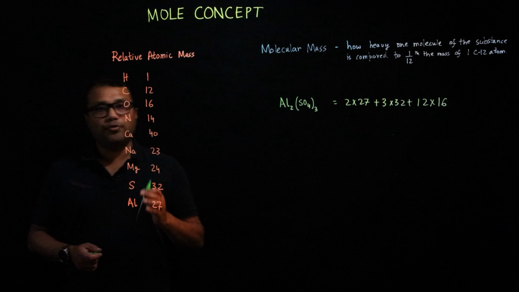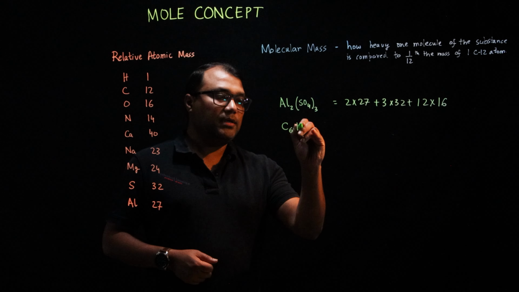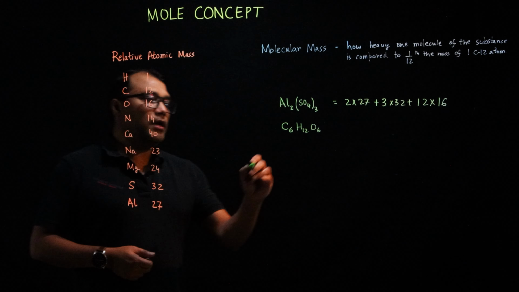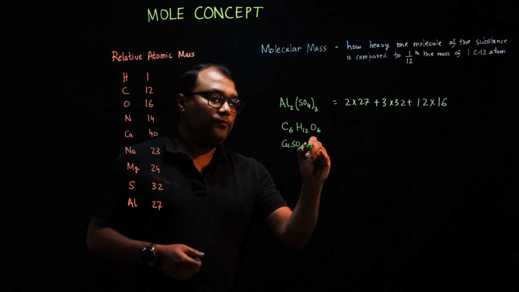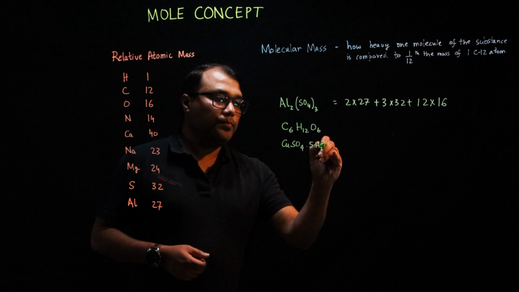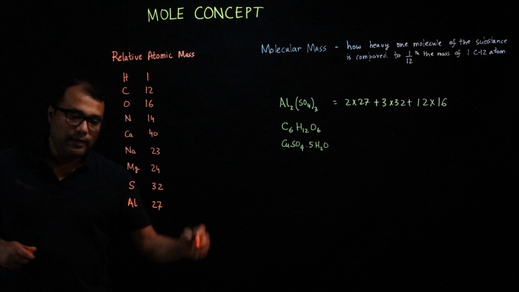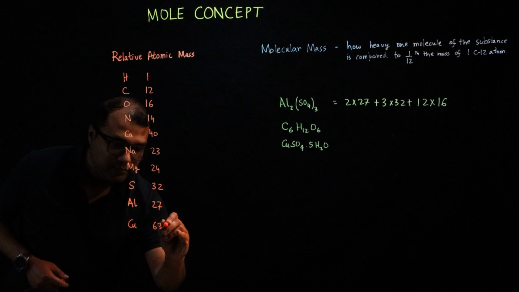Maybe you can try a few more. Find the molecular mass of C6H12O6, okay, and CuSO4.5H2O. Okay, given the atomic mass of copper is 63.5.